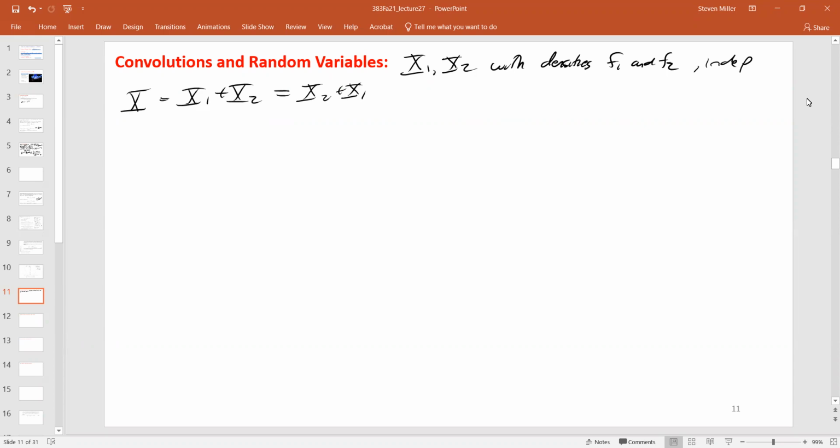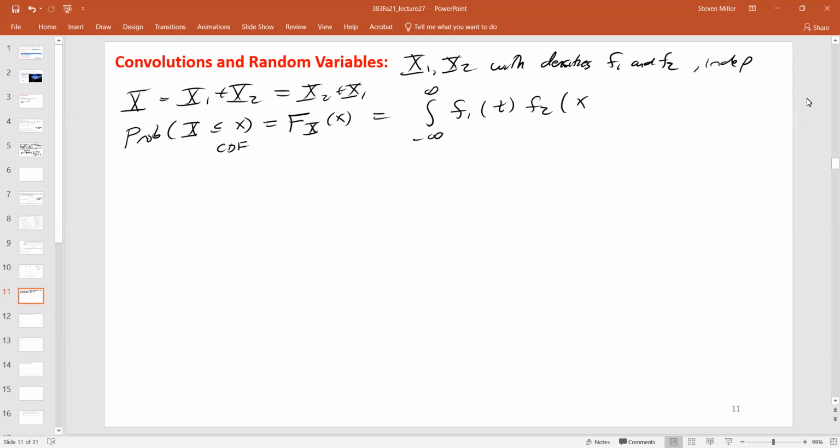What I could do is the long way. What's the probability that x is at most little x? This is the cumulative distribution function of x, the CDF. And this would be the integral from minus infinity to infinity, f1 of t, f2 of x minus t. One second, making sure I'm doing this correctly.